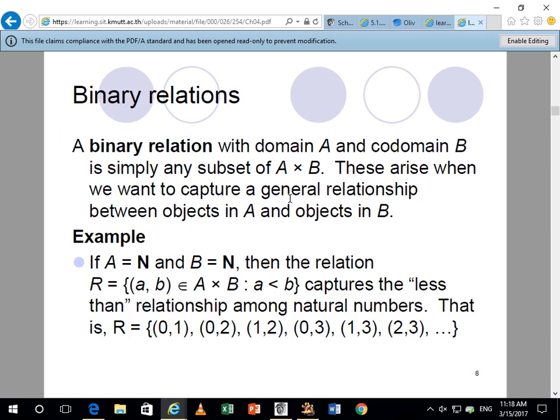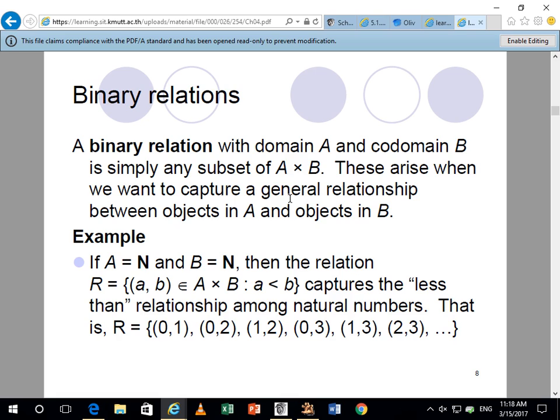So the binary relation is any subset of A cross B. Remember what A cross B is? It's a Cartesian product, defined by this. A cross B means it's pairs (A, B). In this case, we define A is less than B. This is an example.